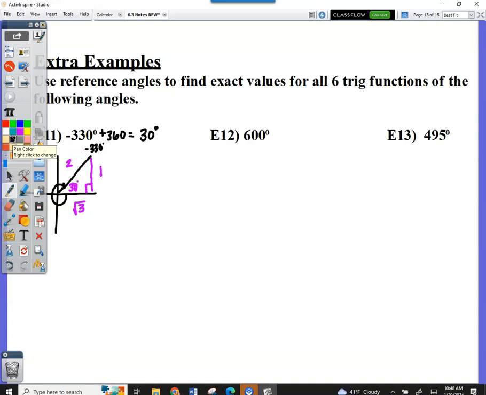You don't have to do that. You can practice it if you want. I've got the correct answers on my paper. But mainly I wanted to make sure you could draw the picture, get the reference angle, and label the sides.